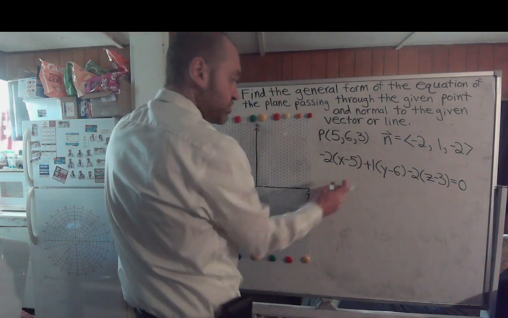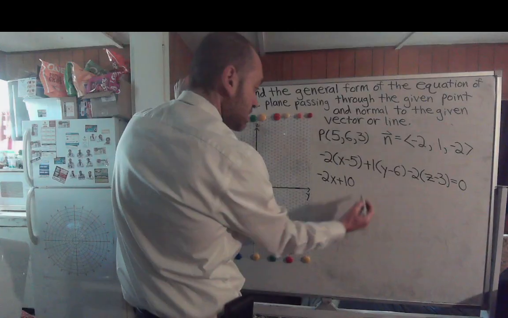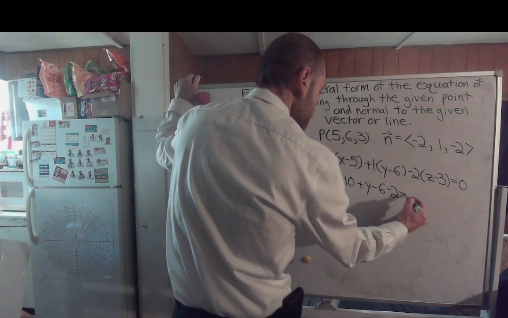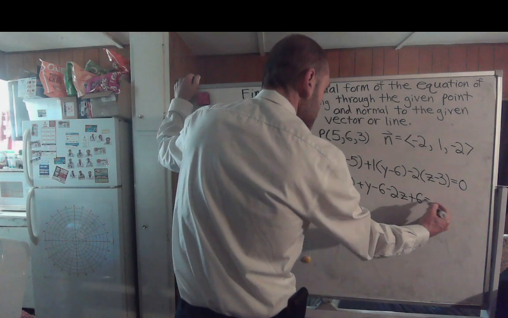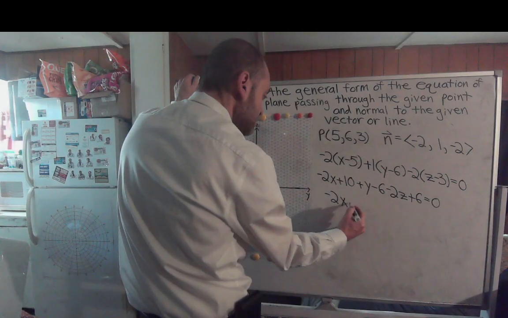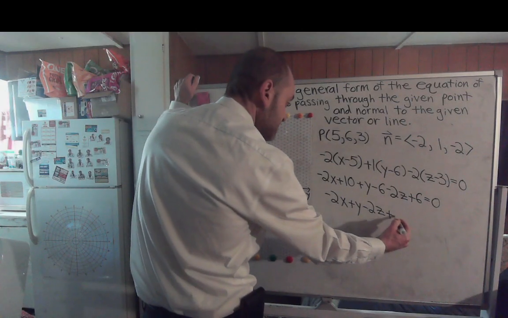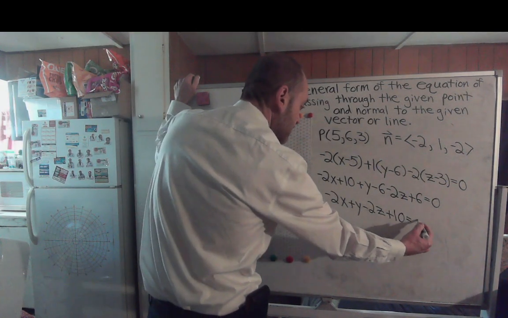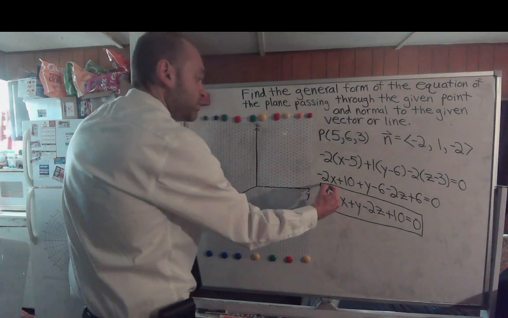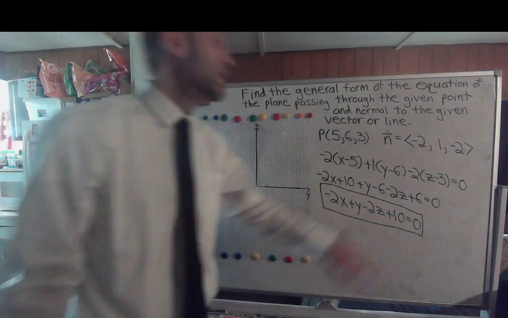So now we just distribute, you would get negative 2x plus 10 plus y minus 6 minus 2z plus 6. And then we simplify all this, you would end up getting negative 2x plus y minus 2z plus 10 equals 0. So that would be the equation of this plane in standard form: negative 2x plus y minus 2z plus 10 equals 0.